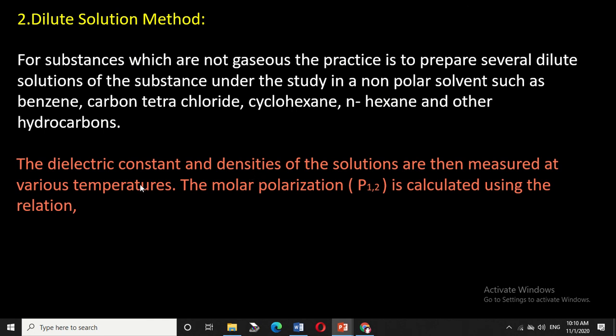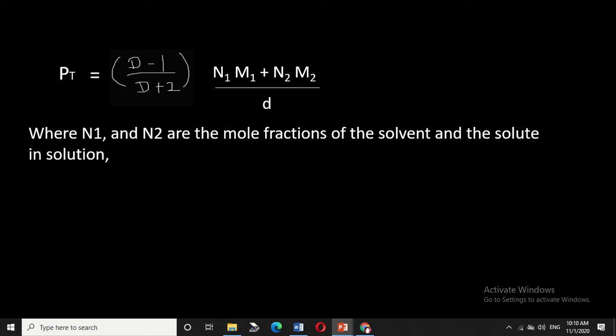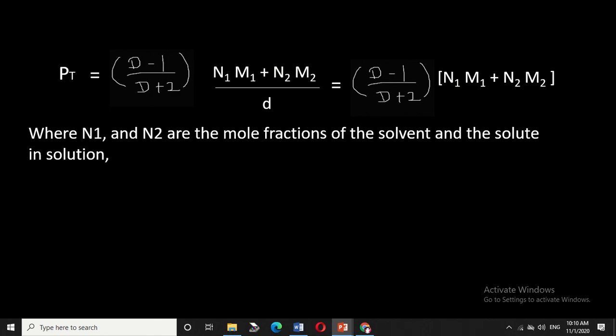at various temperatures. The molar polarization P12 is calculated using the relation P12 equal to D minus 1 upon D plus 2 times N1 M1 plus N2 M2 upon D. N1 and N2 are the mole fractions of the solvent and solute respectively in the solution. Therefore, this equation is simplified like this: D minus 1 upon D plus 2, in the bracket, N1 M1 upon D plus N2 M2 upon D.